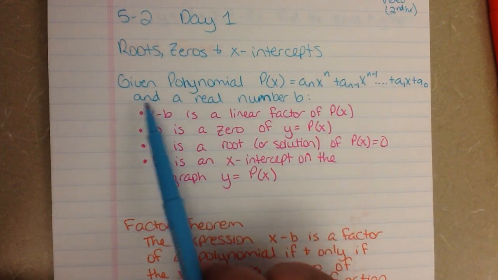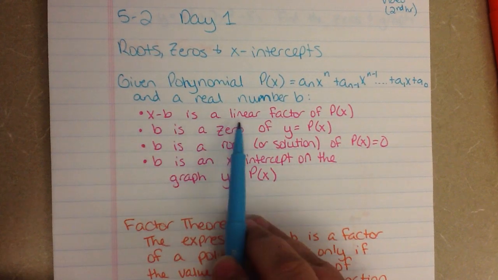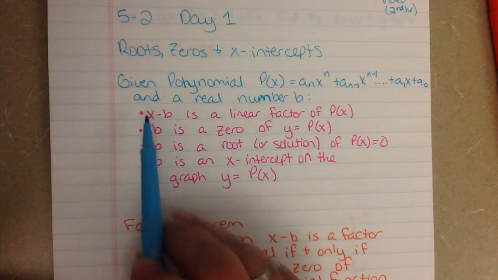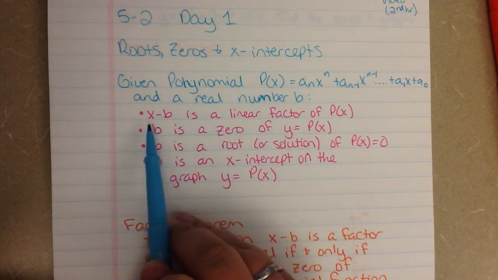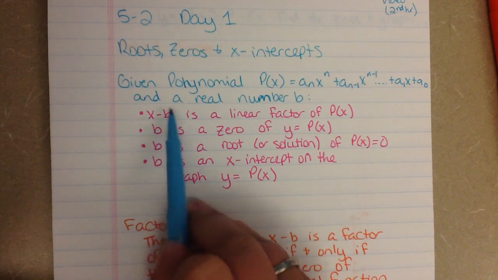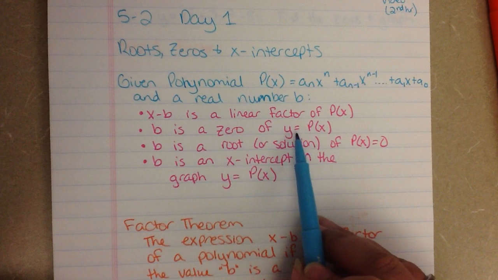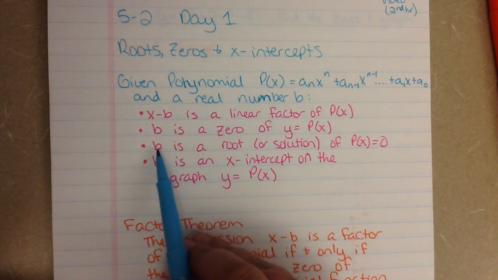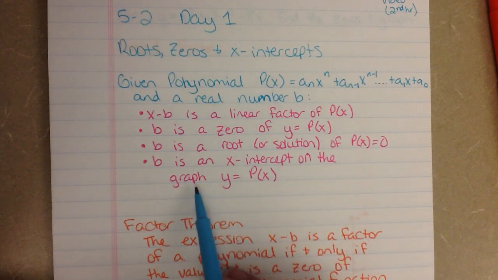For any polynomial and a real number b, x minus b is a linear factor of that polynomial. X has a power of 1, that's what makes it linear, and we've subtracted b, that's what makes it a factor. When x and b are together, that makes it a factor. B by itself is a 0, and b is a root or a solution. B is an x-intercept on the graph.